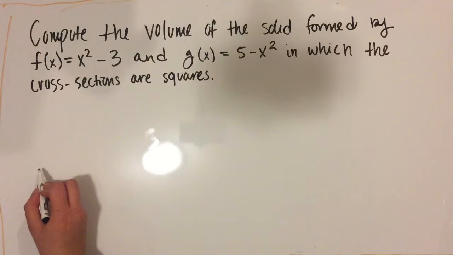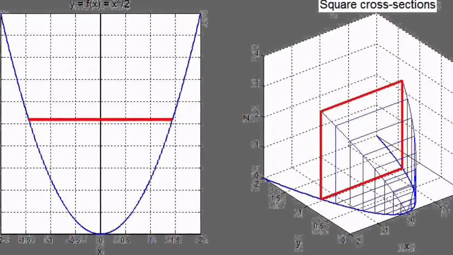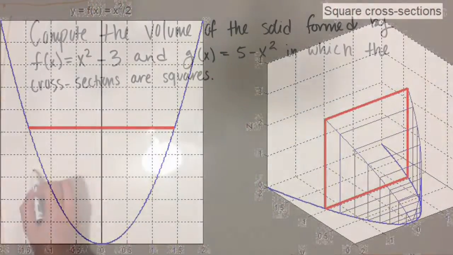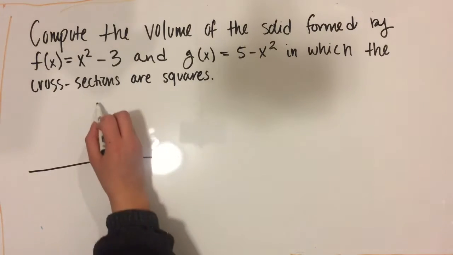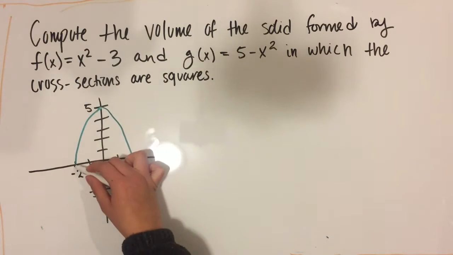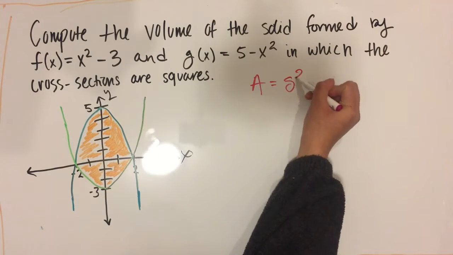Here's an example in which you will compute the volume formed by f of x equals x squared minus 3 and g of x equals 5 minus x squared. The cross-sections are squares. Here is what a function with cross-sections that are squares would look like. The first thing you will do is graph everything so you do not get confused as to which function is larger. And as you can see here, g of x is larger than f of x.